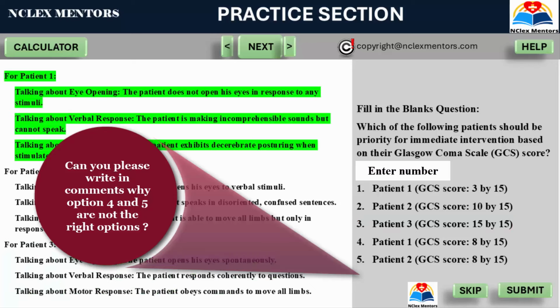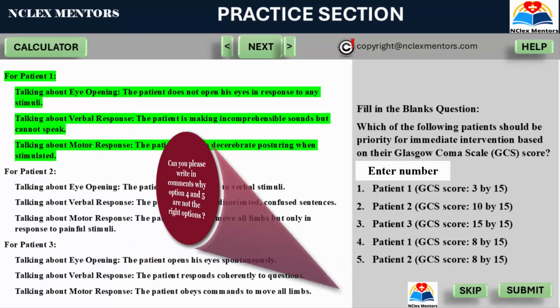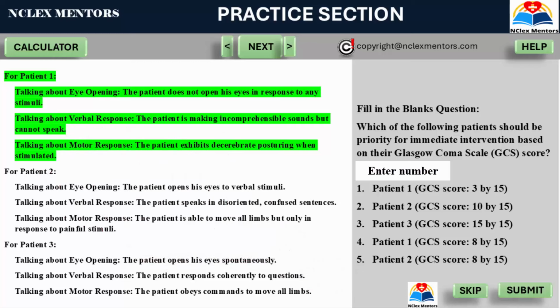The correct answer is patient 1, with GCS score 3 by 15. This patient is the highest priority. Neurological intervention, airway management, and possibly advanced imaging are necessary because this patient's neurological status is the most compromised. Immediate action is critical for survival.